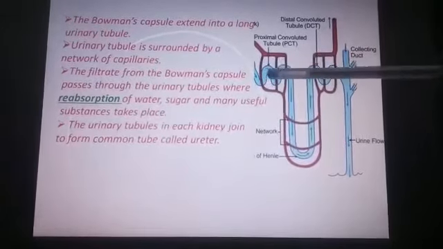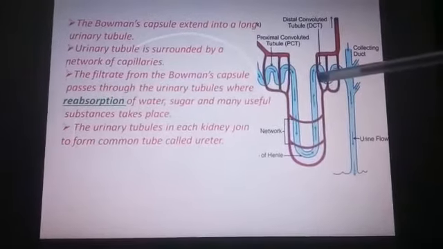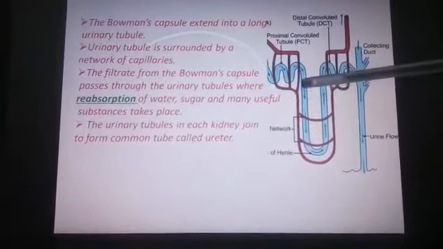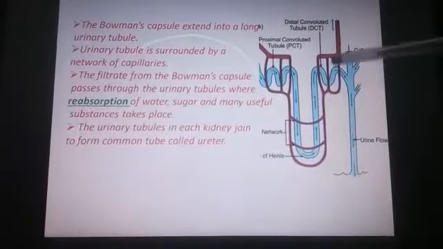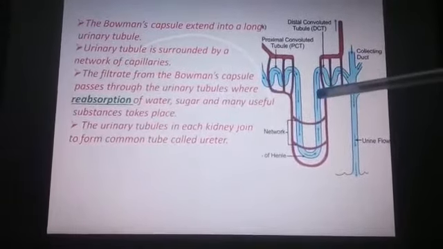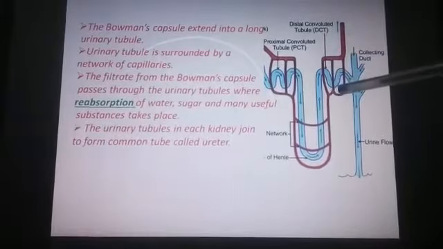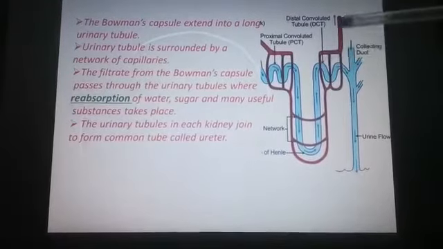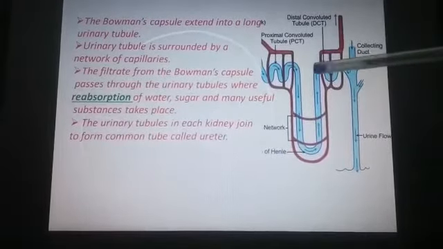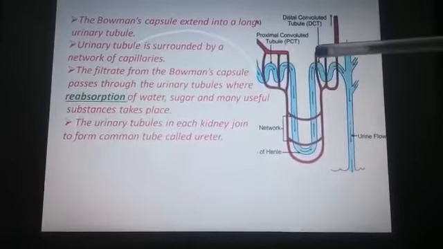When this filtrate moves along the urinary tubule, some of the material such as water, sugar and other useful substances are reabsorbed. So the process of reabsorption of useful substances into the blood capillaries takes place here. There are many urinary tubules in each kidney. All the urinary tubules of each kidney join to form a common tube called the ureter. We have already studied the ureter in the previous video.